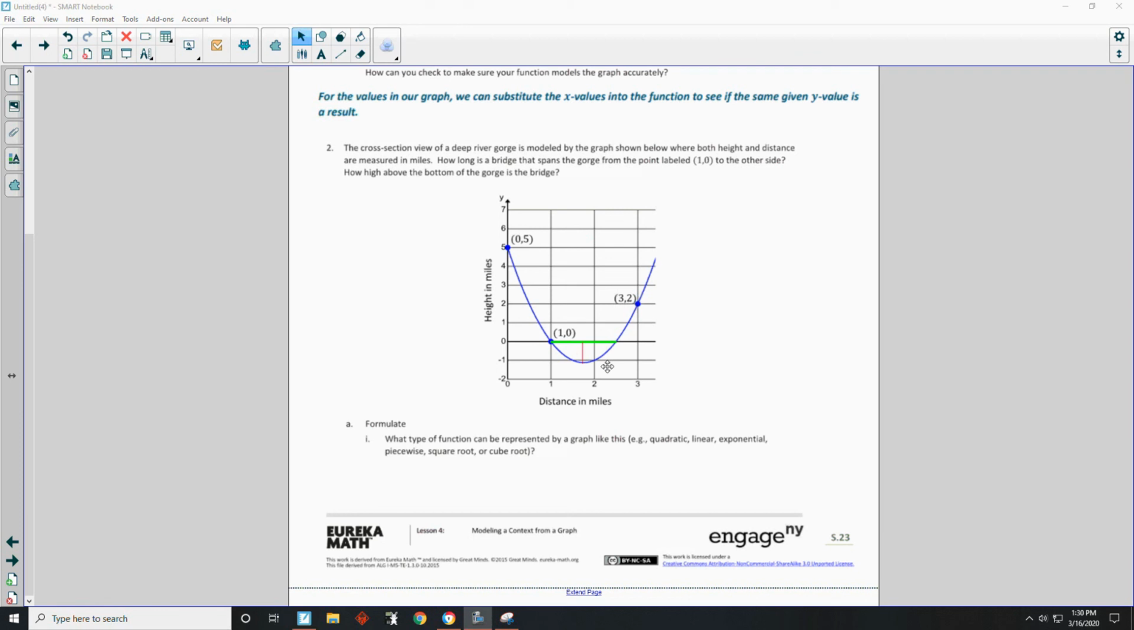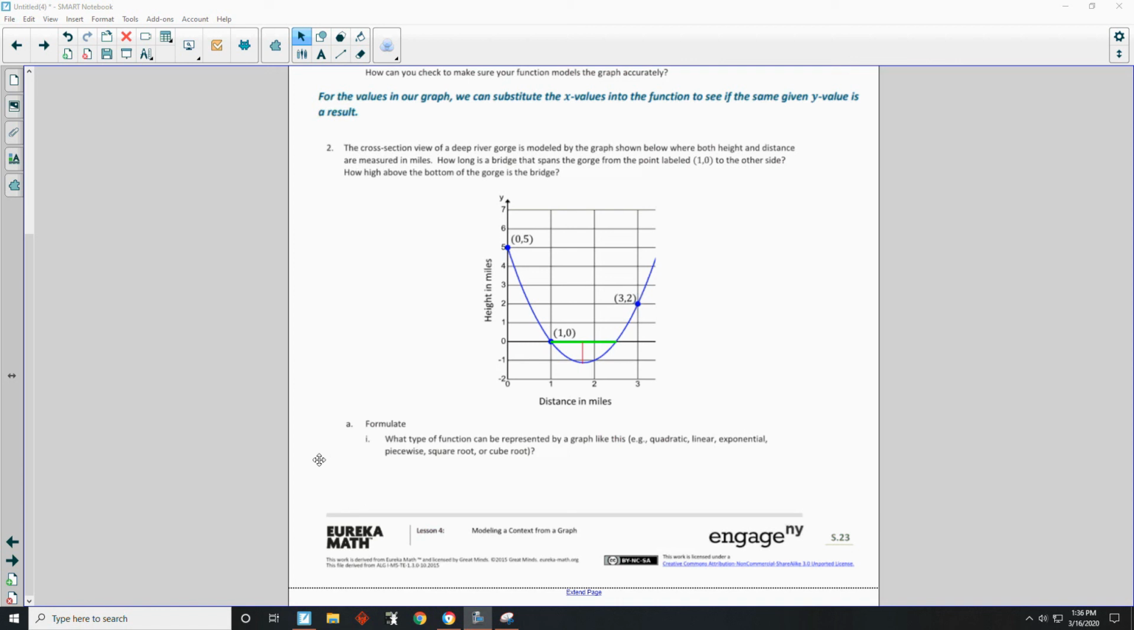Okay, so I drew a couple of line segments in here for your visual. The green horizontal line from the point 1, 0 over to the other side would be our bridge span. And the red vertical segment is at the bottom of the gorge, which would be our vertex of our parabola, up to the bridge. Okay, so there's a visual. So the question's asking two questions: how long is the green segment, and how long is the red segment?